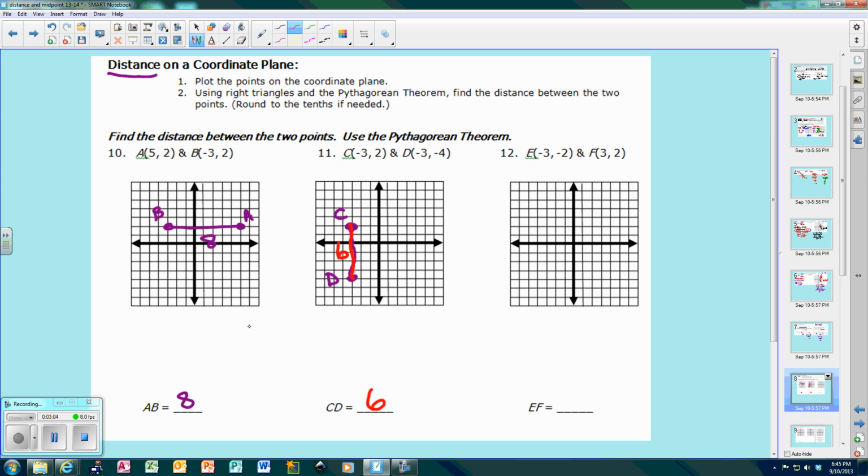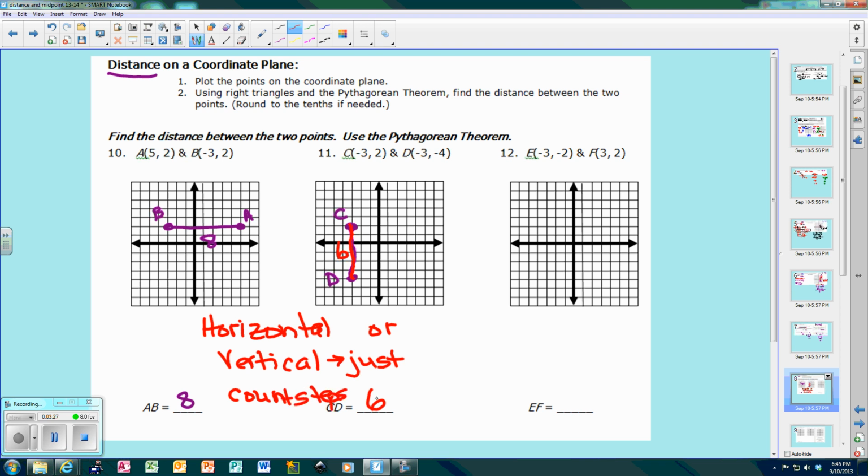So anytime you're horizontal or vertical, just count your steps.